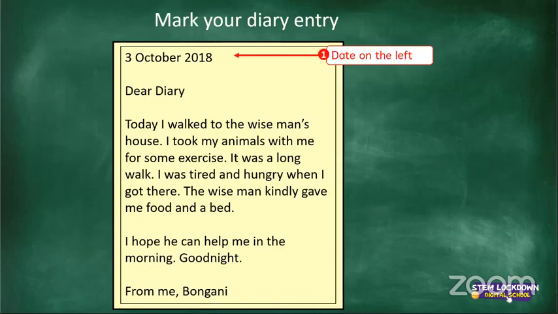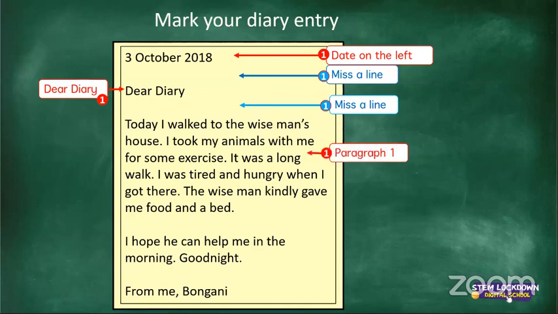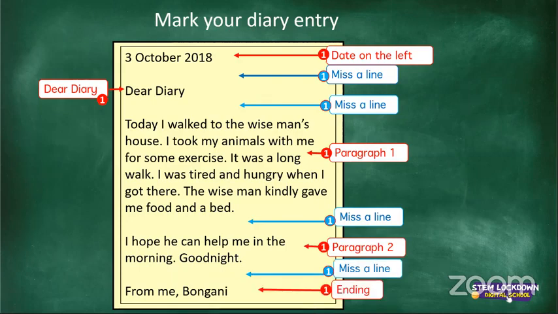1 mark if you put the date in the right place. 1 mark if you missed a line. 1 mark if you wrote dear something or some kind of salutation. 1 mark for missing a line. 1 mark for a paragraph. 1 mark for missing a line. Another mark for a paragraph, missing a line, and an ending. So that makes 9 marks. Can you give yourself a mark out of 9?